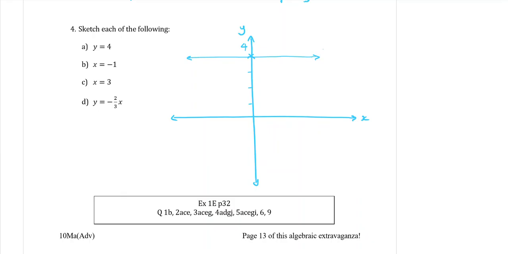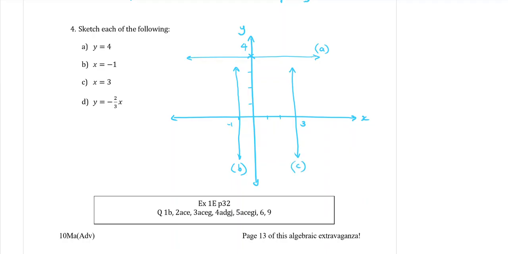So that's, I'm going to put on here, that's A. Then for B, when it says x equals negative 1, that means we want to go to the x-axis where x is equal to negative 1, and there will be a vertical line going through that one. That is the answer for B. C is also an x equals, it's x equals 3, so 1, 2, 3. X equals means vertically going through the x-axis at the 3.